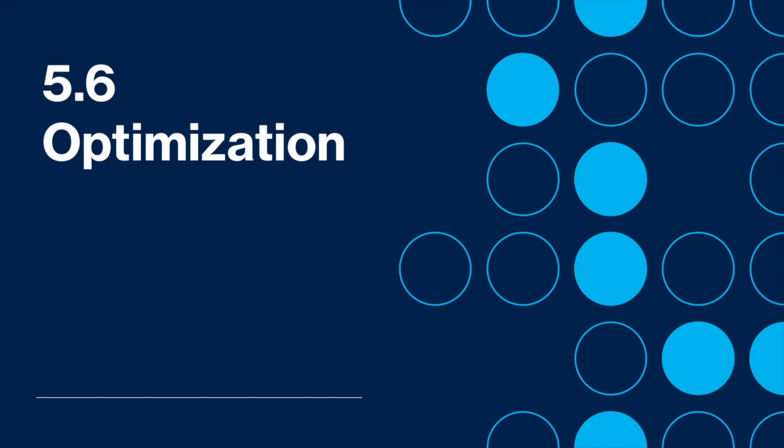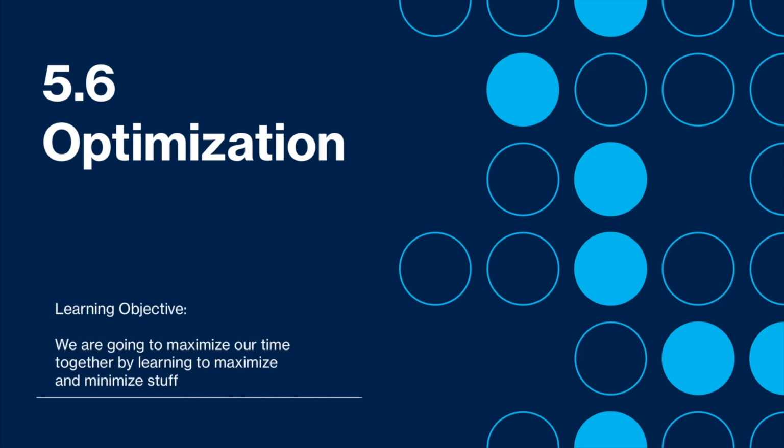All right, y'all. It's our last lesson in applications of differentiation, and we're talking about optimization. We're going to maximize our time together by learning to maximize and minimize stuff. That's actually code for solving systems of equations. So here we go.